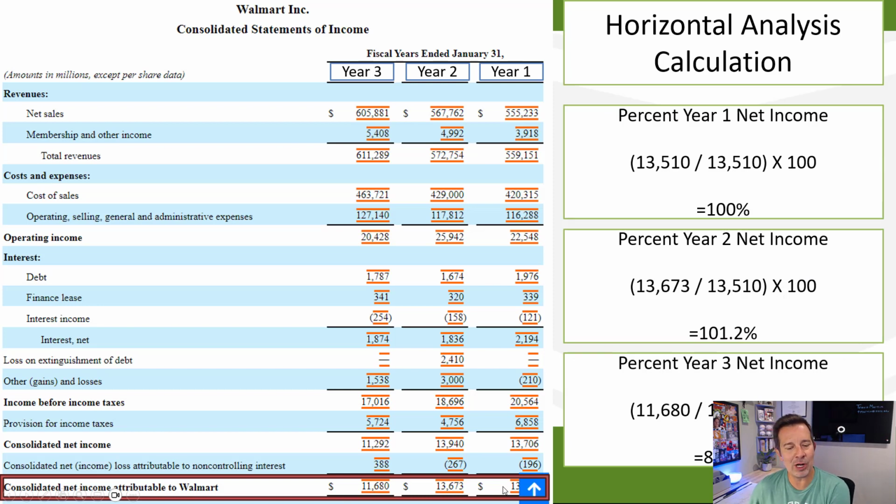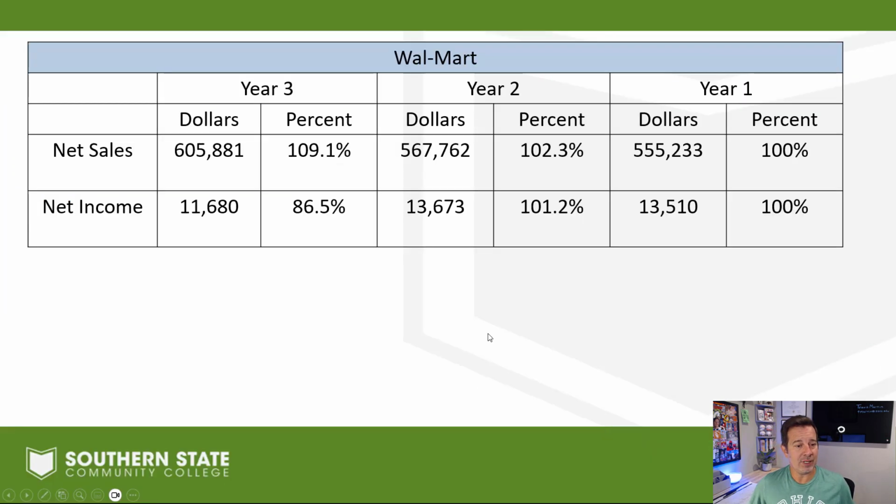How about year 3? 11,680, we divide that by our base year, our net income actually went down. Instead of being more than 100%, we're at 86.5. So our net income actually went down 13.5% from year 1 to year 3. We can look at that in our table. After we've done the math here, we can see net income went up a little bit in year 2 and went down in year 3. So what's going on here?